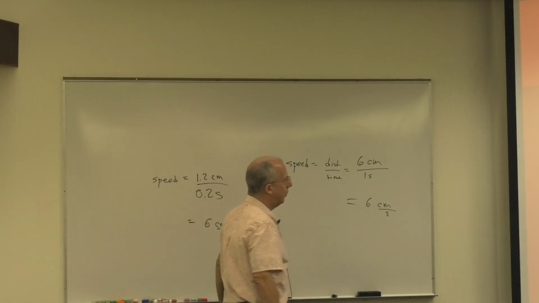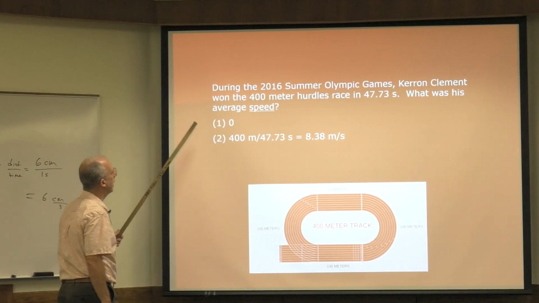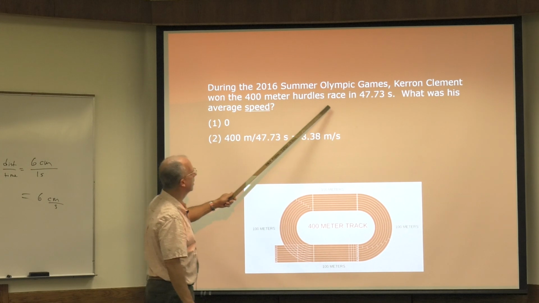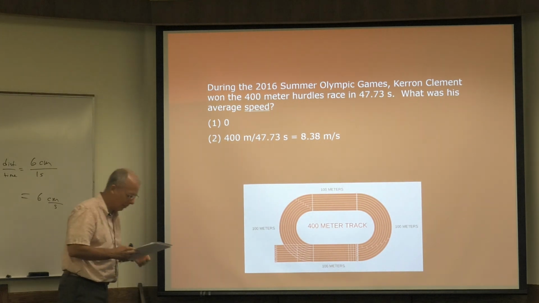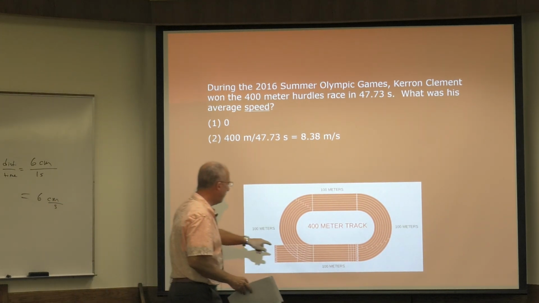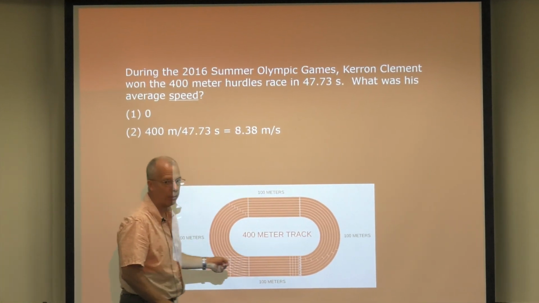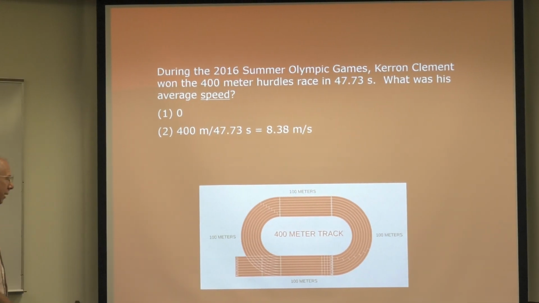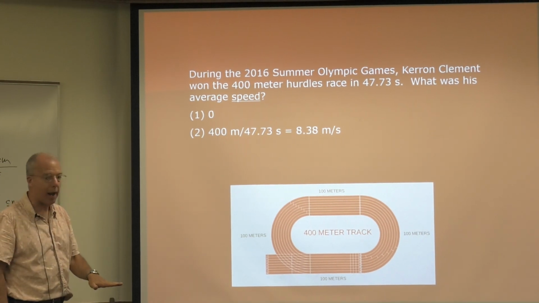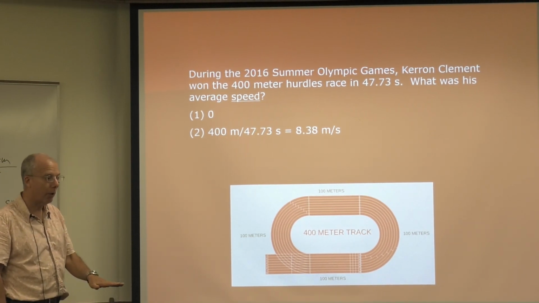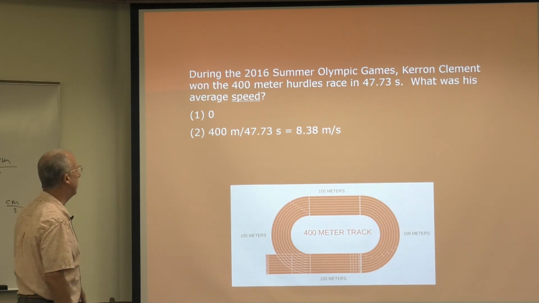All right. During the 2016 Summer Olympic Games, Kerron Clement from the U.S. won the 400-meter hurdles race in 47.73 seconds, which is amazing because you have to do one complete lap around the track. One complete lap. So you start and you finish at the same place. For the 400-meter hurdles, they have 10 hurdles, and they're like this high. So you have to run one lap, hurdling 10 hurdles this high. It's incredible. 47.73 seconds. Amazing.